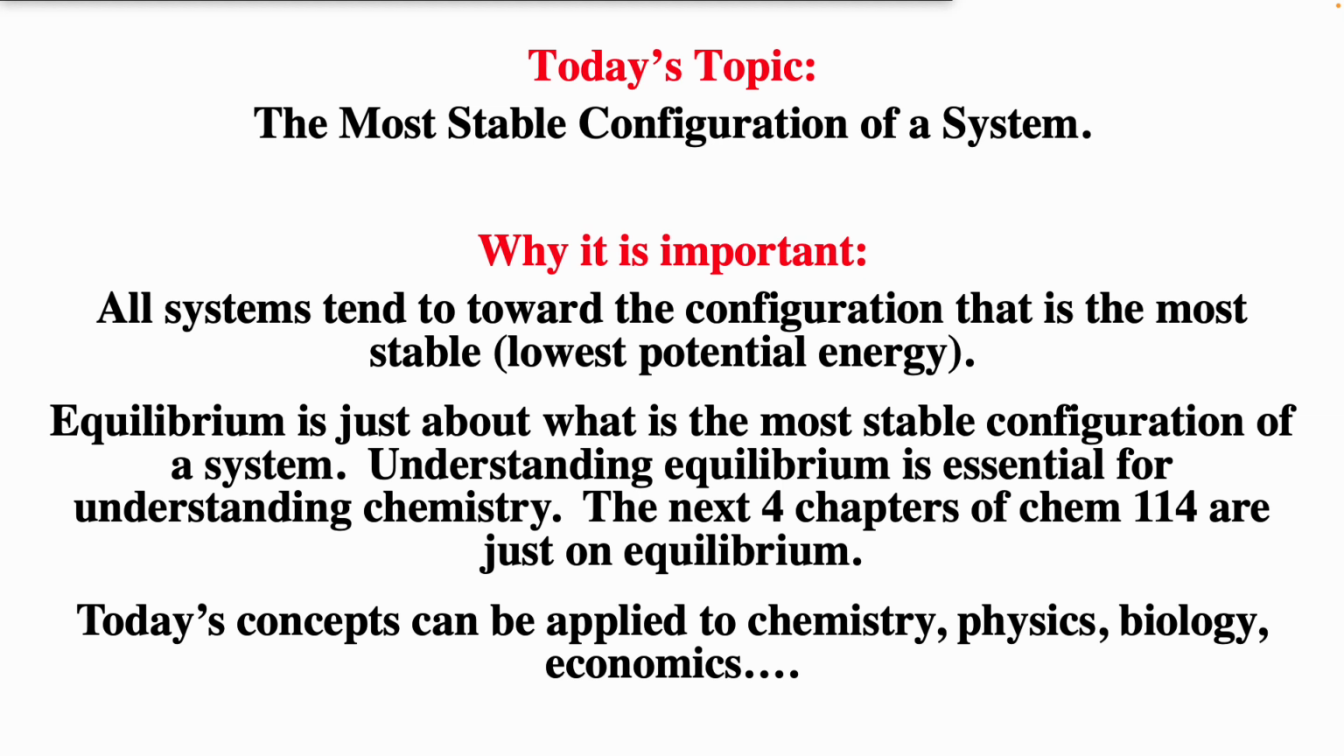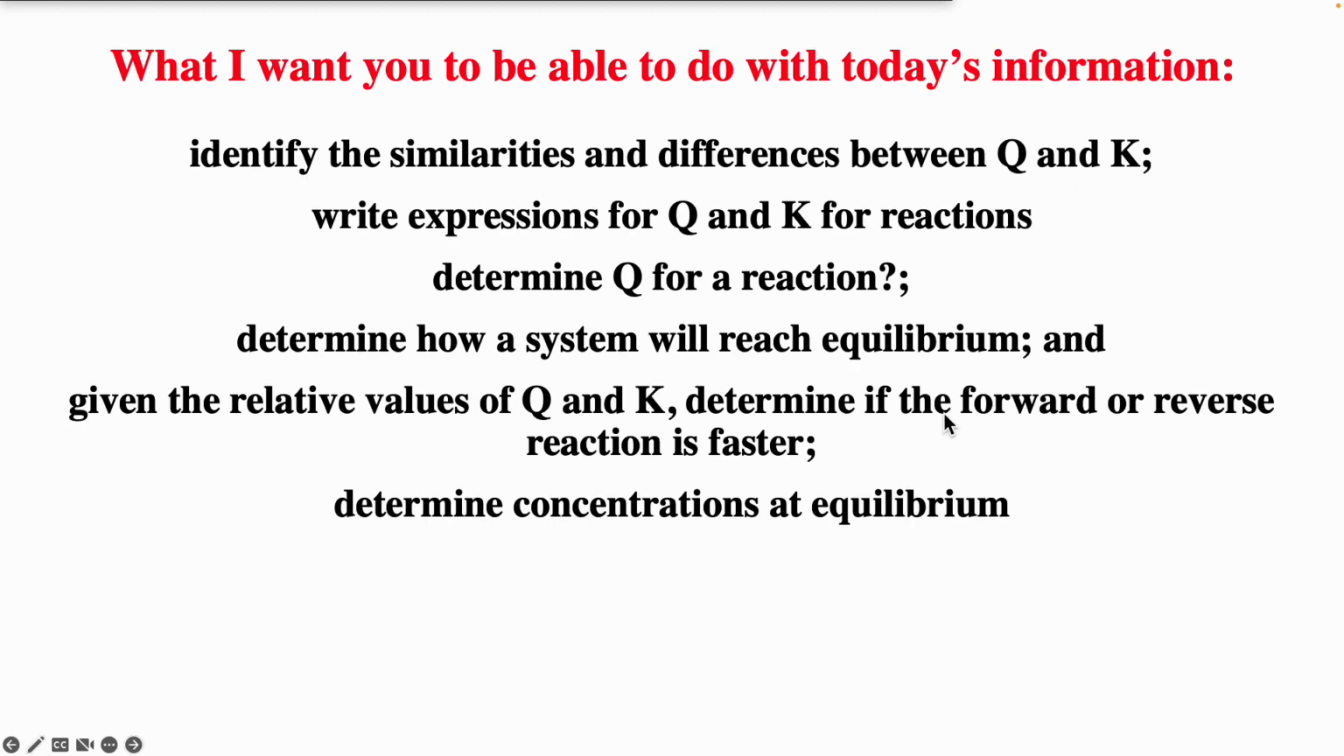The next 4 chapters of Chem 114 are just on equilibrium. Today's concepts can be applied to chemistry, physics, and biology. After watching this video, you should be able to identify the similarities and differences between the reaction quotient, Q, and the equilibrium constant, K. You should be able to write down expressions for both the reaction quotient and equilibrium constant for reactions.